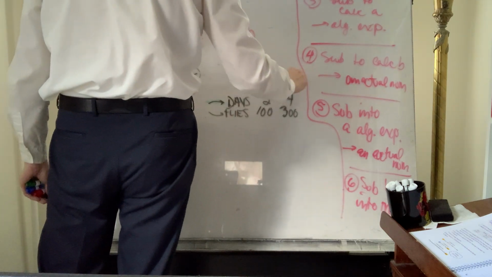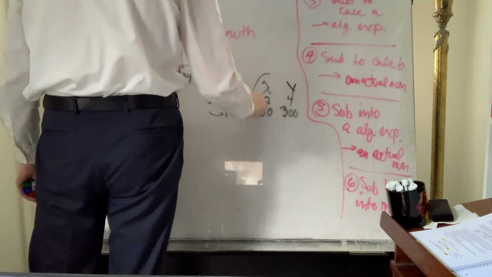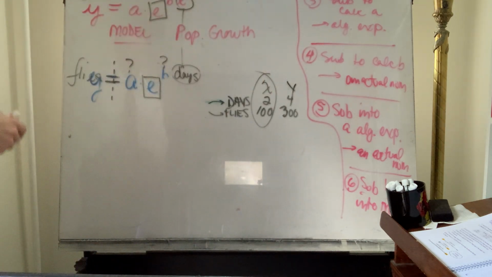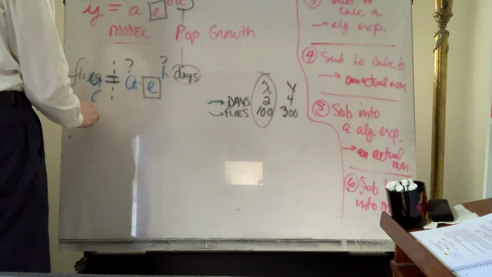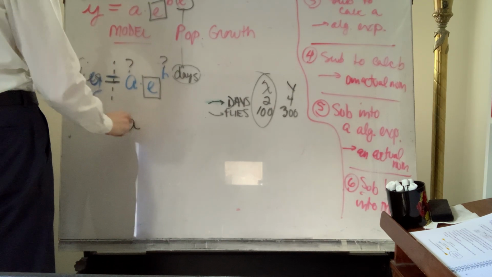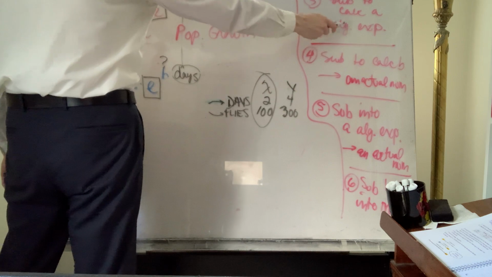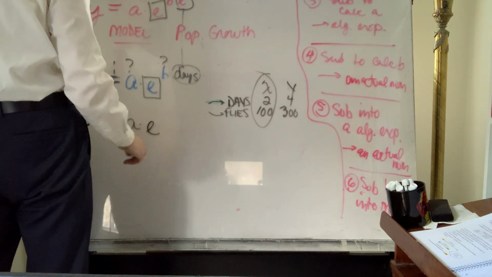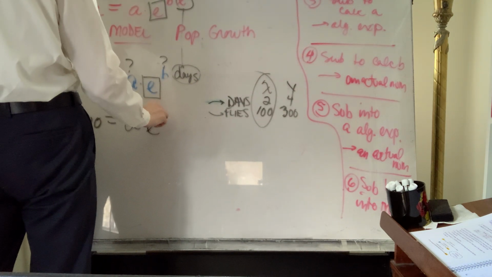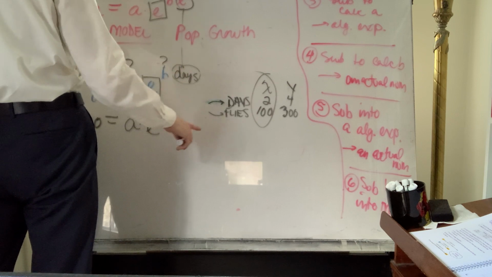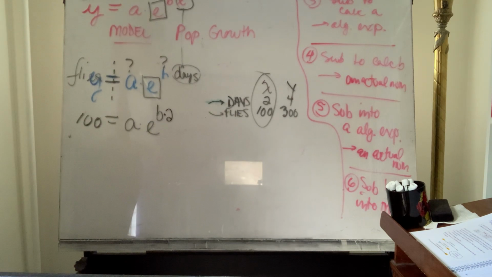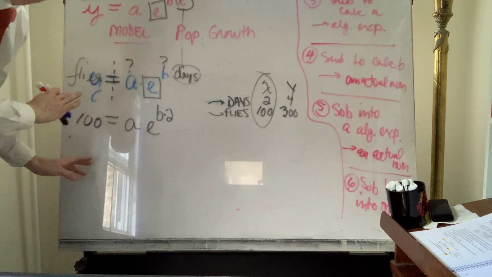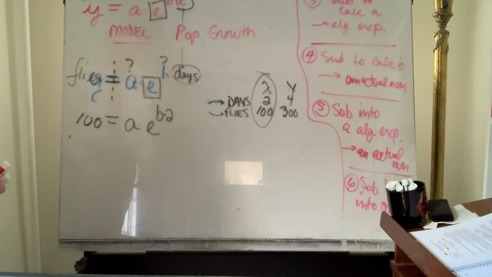This is our X and Y, and we're going to use these two first. So in place of Y, number of flies, I'm going to put the number 100. We're going to be looking for A. It's again going to be an algebraic expression to start with. E to the B value we're not sure of, but we know that the X value is 2. So we have this much. If we're going to solve for A, we're going to have to do a bit of rearranging first. So let's do that.